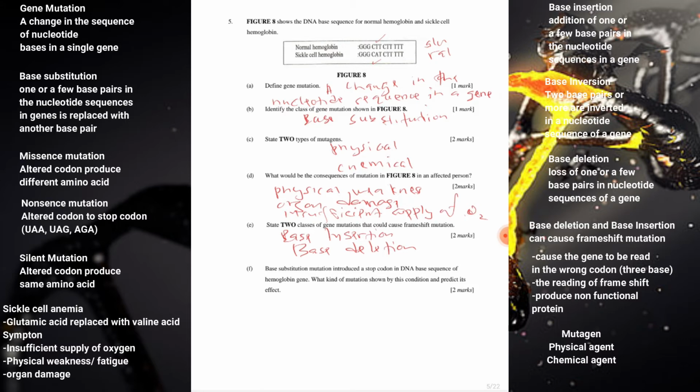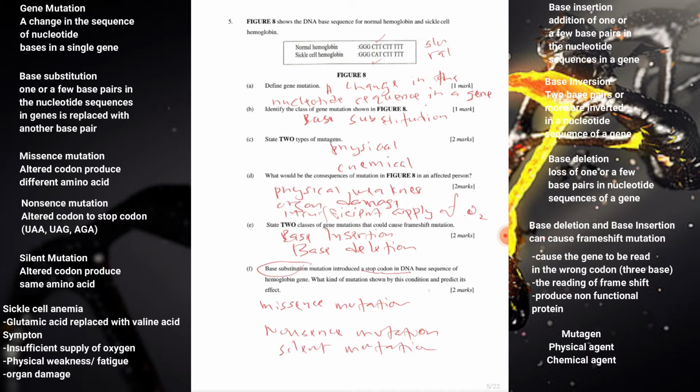Okay, next, a base substitution mutation introduces a stop codon in the DNA base sequence of the hemoglobin gene. What kind of mutation is shown by these conditions, and predict its effects. So for base substitution, there are three types. The first one is missense mutation. The second one is nonsense mutation. The last one is silent mutation.